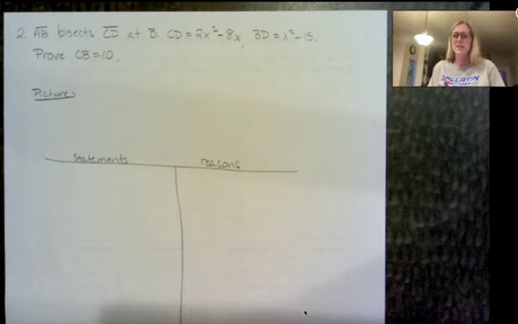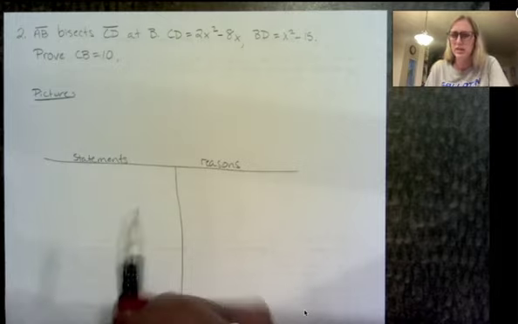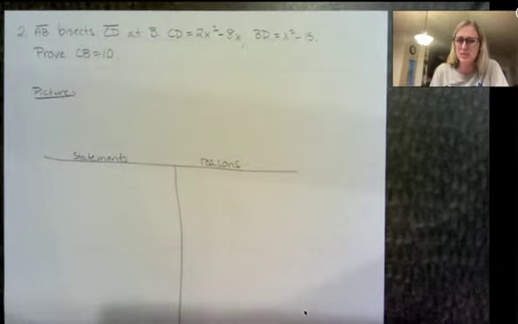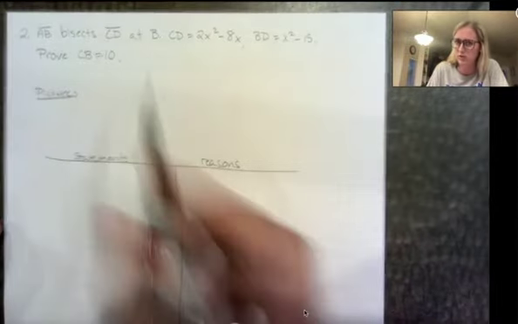It says segment AD bisects segment CD at B. CD equals 2x squared minus 8x, BD equals x squared minus 15. Prove that CB equals 10. Okay, so let's draw a picture first of what's going on.